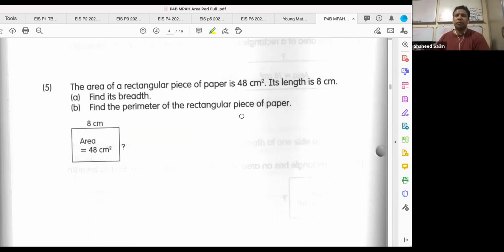First one correct, Mr. Putra. A is correct. Remember, there's a small 2 here. This is area. What times 8 equals to 48? You got to find out now. You can find the side over there.